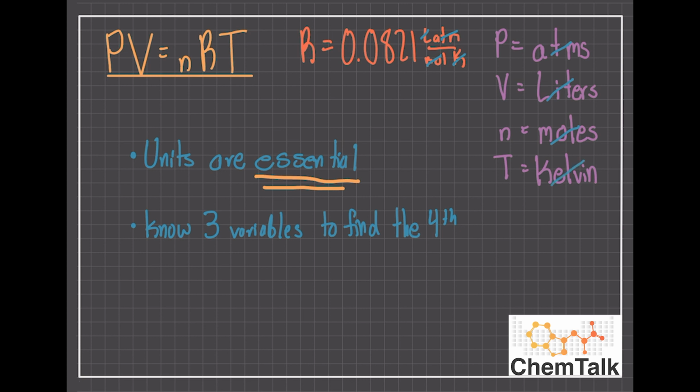Using this PV equals nRT equation, we're able to find the missing information. For example, if we know 3 out of the 4 variables, we can find the 4th. For example, if we know pressure, volume, and temperature, then we can find the number of moles of gas within the container. Let's look at a few examples of this.